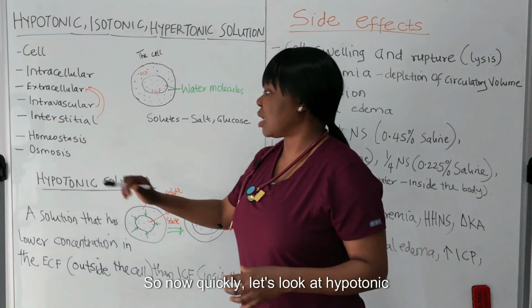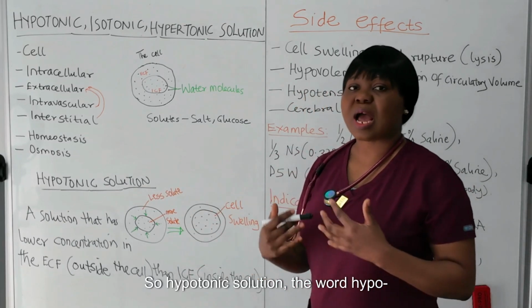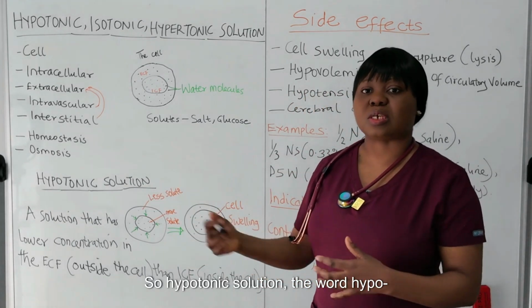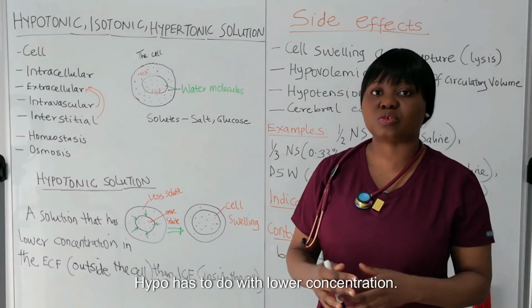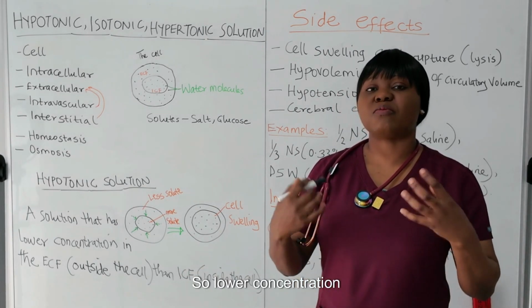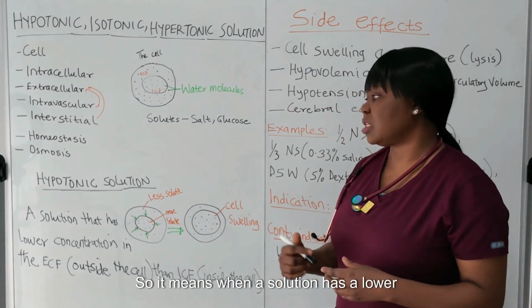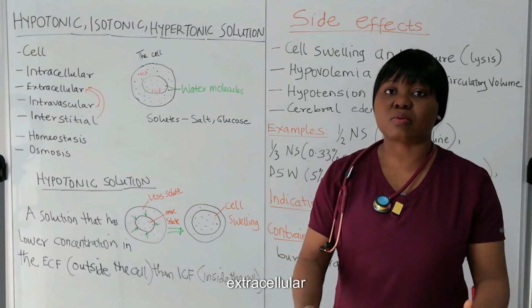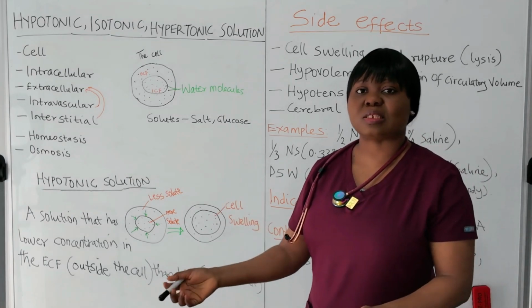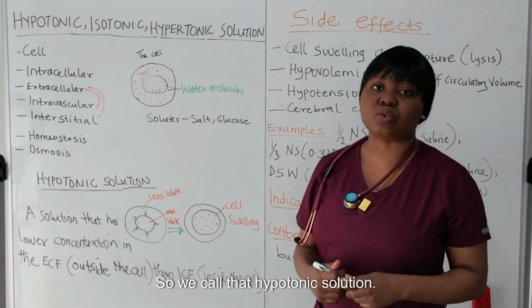So now quickly, let's look at hypotonic solution. The word hypotonic. Hypo has to do with lower concentration. Tonic is concentration. So lower concentration of a solution. So it means when a solution has a lower concentration in the extracellular fluid than in the intracellular fluids, we call that a hypotonic solution.